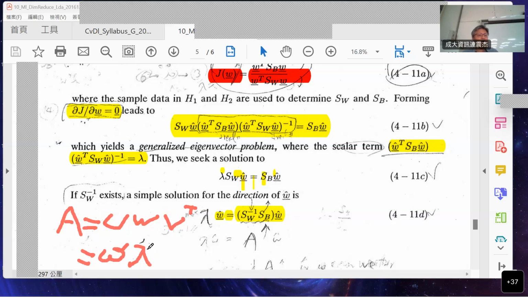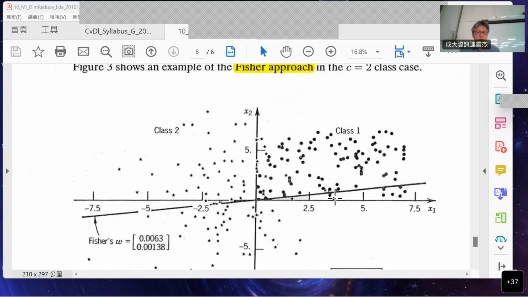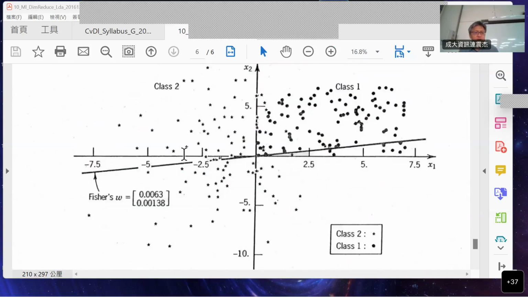Okay. Because we try to find the maximum value of this one. So that means we try to find the maximum eigenvalue corresponding to one eigenvector, and this W will be your solution. That's it for the W. That's the answer for W. Okay. And after you do this process, you'll find the W is here.